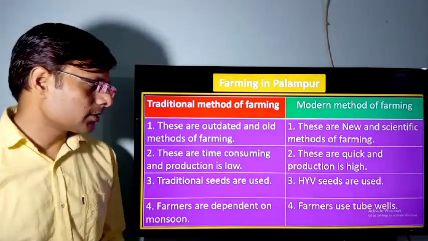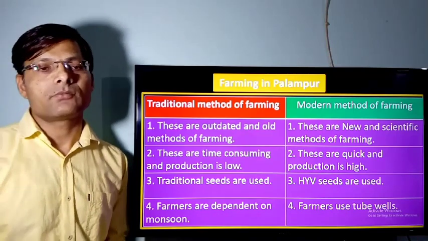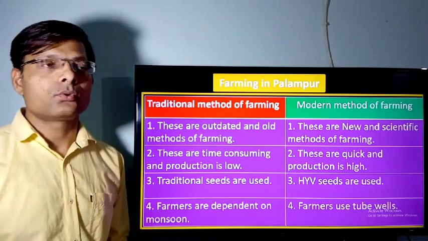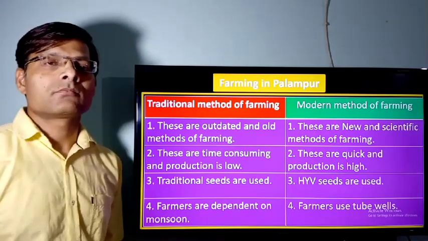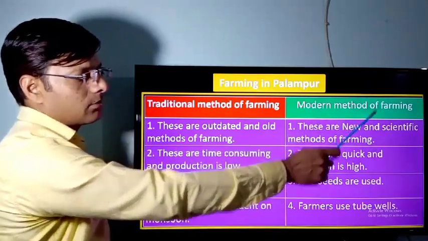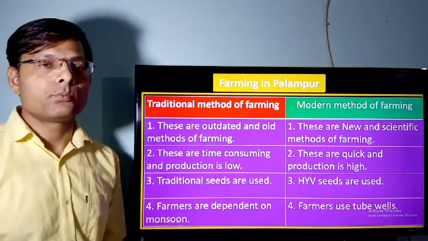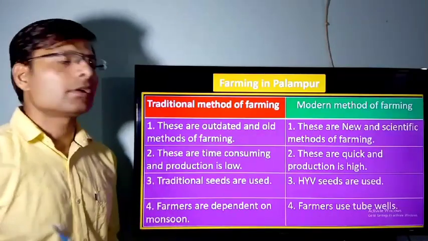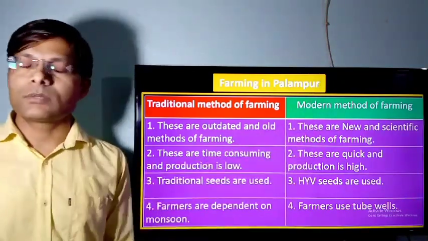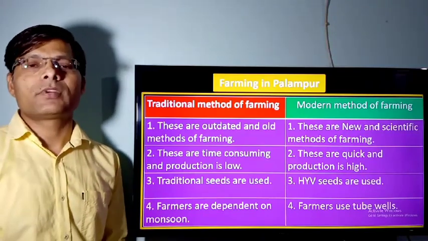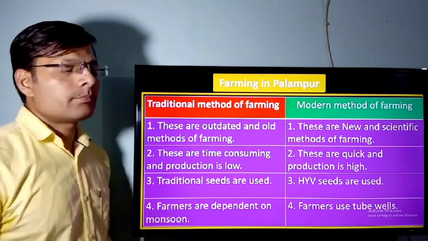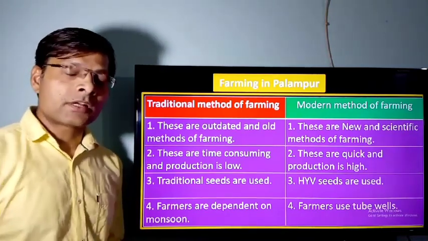The next point is that traditional seeds are being used. Already I discussed with you that the seeds which we keep at home for eating purposes, those seeds we use for sowing in the field. HYV seeds are used in modern methods of farming, so in this way we can produce more. Farmers in traditional methods depend upon the monsoon, but farmers using modern methods use tube wells, jet pumps, and some other devices for cultivation of land.